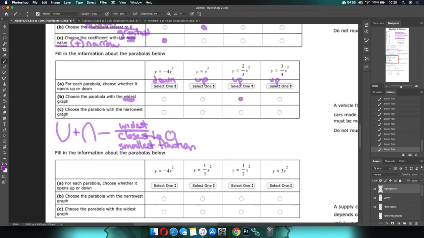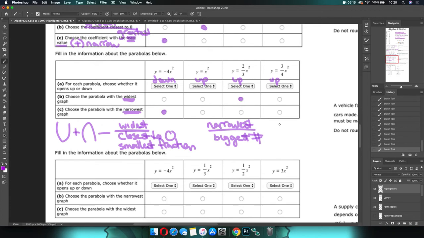Next up, narrowest graph. Again, key phrase, narrowest. So that means you want your biggest number. So in this case, over here we have a 1 and we have a 4. Which one is bigger? The 4. The sign does not matter here because they're looking for narrowest.